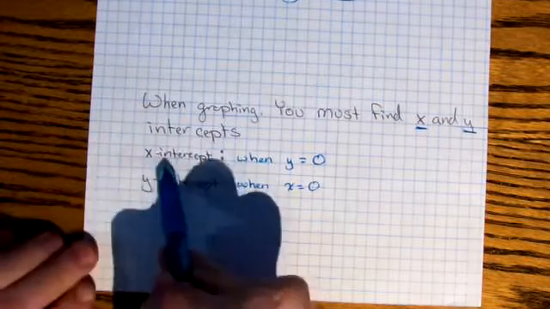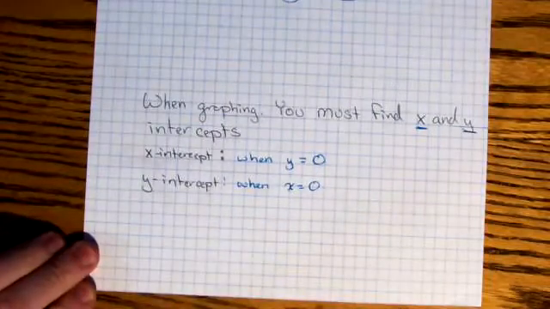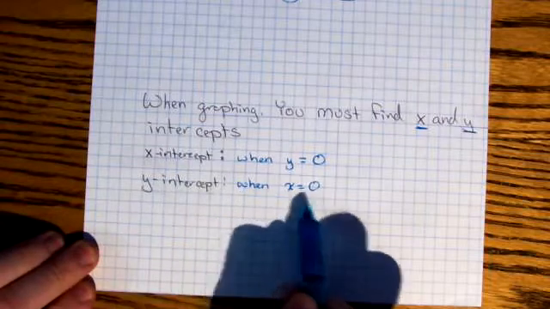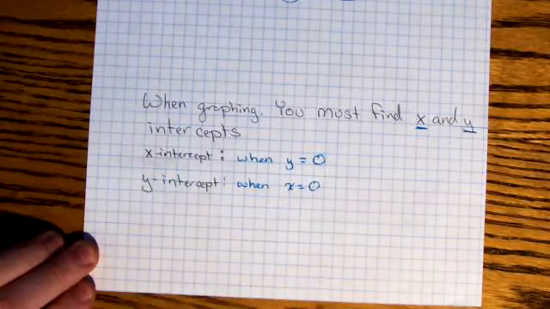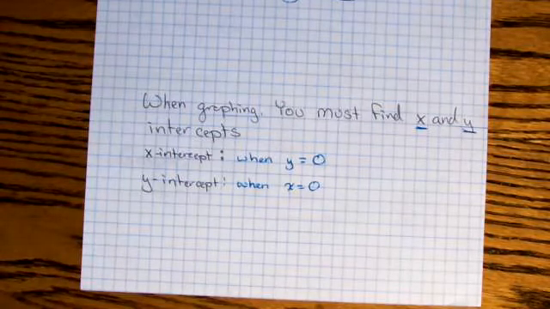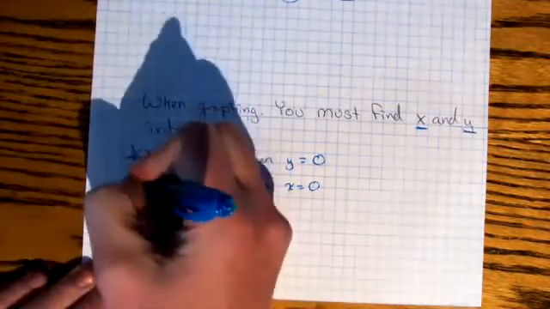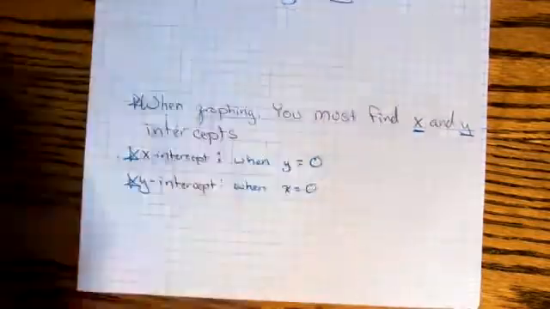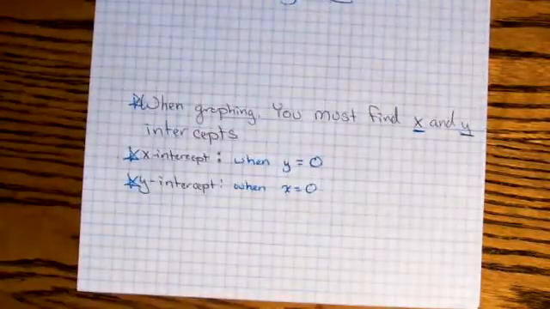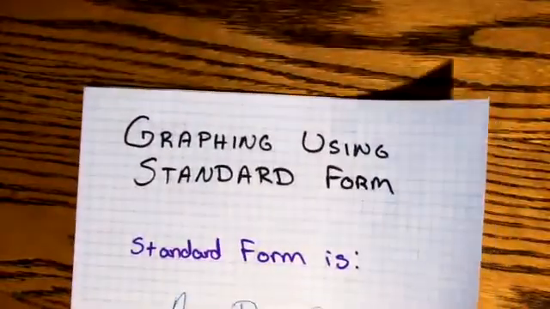So if you remember, x-intercept when y equals 0. So you plug 0 in for y and solve for x. Y-intercept is when x equals 0. So you plug 0 in for x and solve for y. So we'll do some examples. Again, make sure you write all this stuff down so you have it to reference. So let's do some practicing of graphing using standard form.